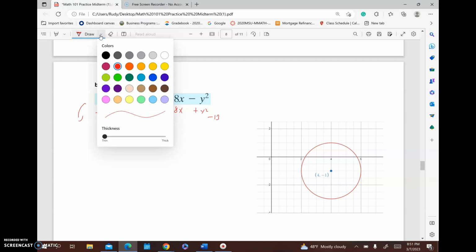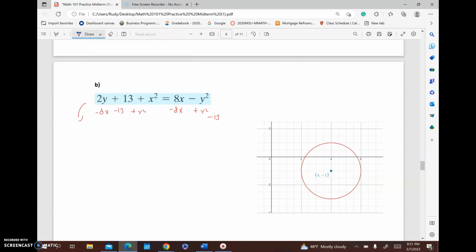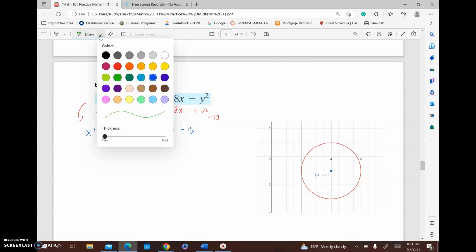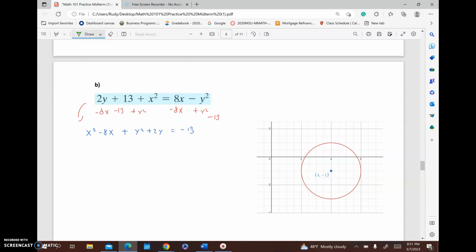Let me rewrite it in terms of the x's first. So in this case, we're going to have the x squared minus the 8x plus the y squared plus the 2y's. This is equal to the right-hand side of negative 13. So let me check. We're putting the x's together, so x squared minus 8x. And then I'm also going to separate them. So I'm just going to put a bracket on these two and a parenthesis on this one.